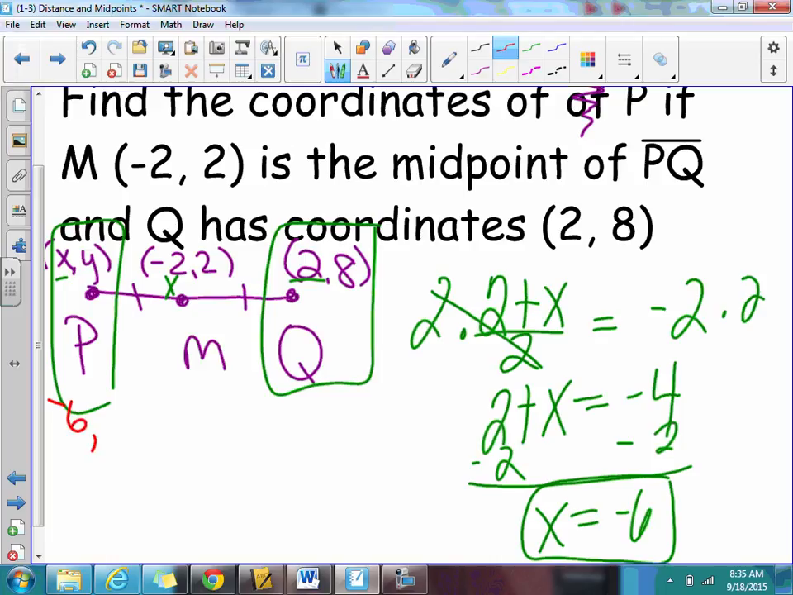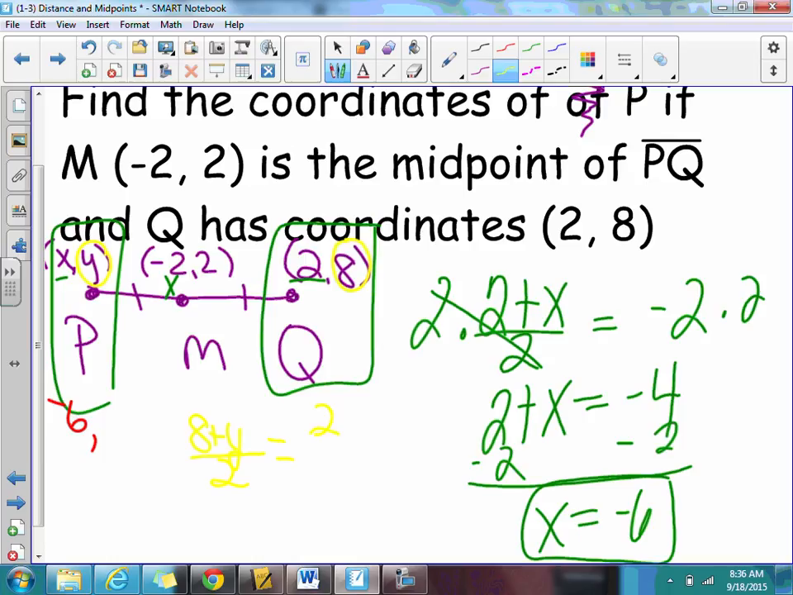And then I just have to do the y coordinate. So I would repeat the process with my y's. So 8 and y. So 8 plus y divided by 2. Averaging. Add the two coordinates, divide by 2. What should my answer be this time? 2.